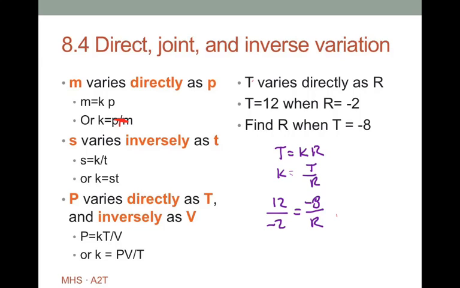In order to solve a little proportion like this, it's easiest to cross multiply and solve. 12r is negative 16, positive 16. r is therefore 12/16 or 4/3.